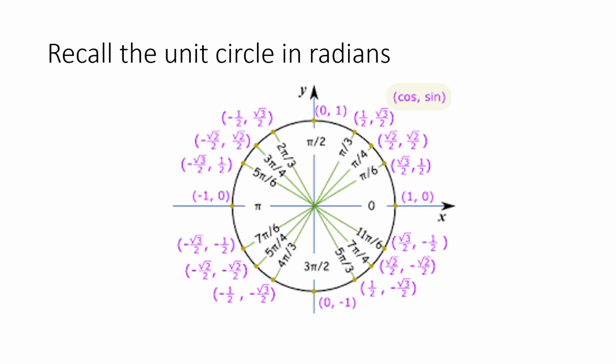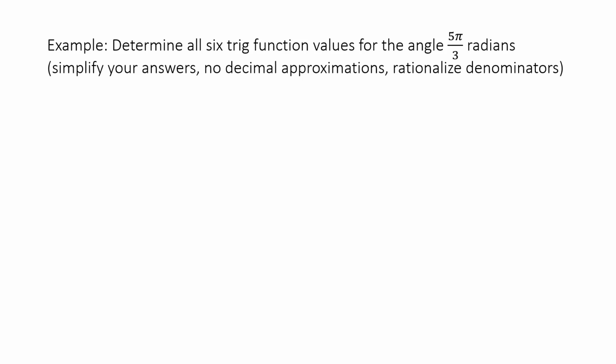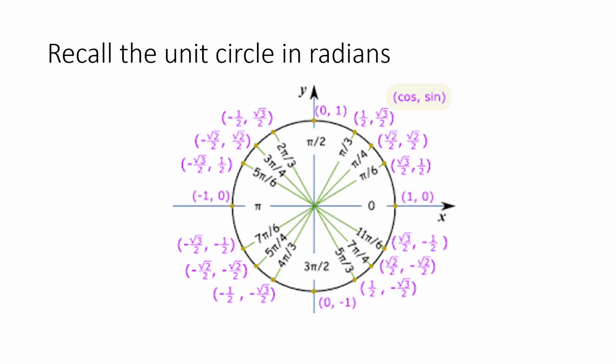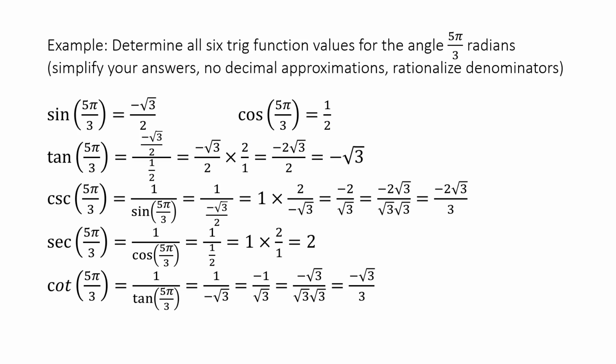So what we're going to do is look at the unit circle. Remember, what we're looking for here is 5 pi over 3 radians. So look at 5 pi over 3, where that angle is. We see that the x-coordinate is 1/2 and the y-coordinate is negative root 3 over 2. So we can say that the sine of 5 pi over 3 is that y-coordinate of negative root 3 over 2, and the cos of 5 pi over 3 is that x-coordinate of 1/2.